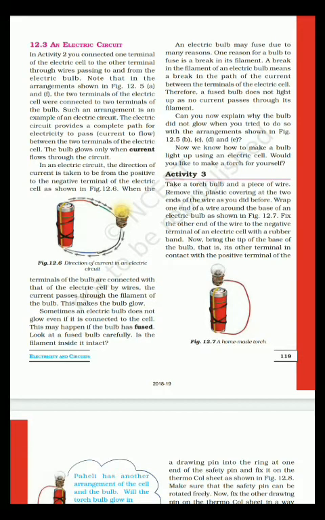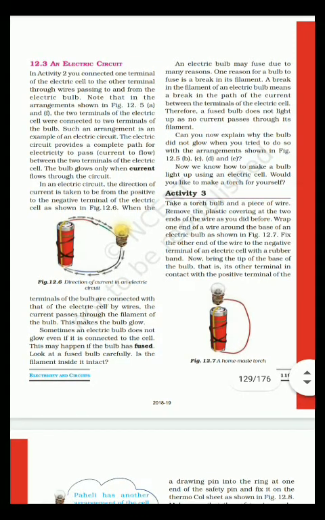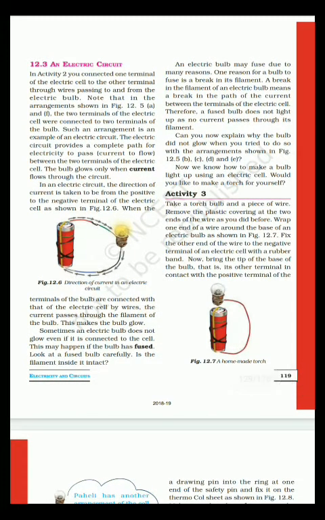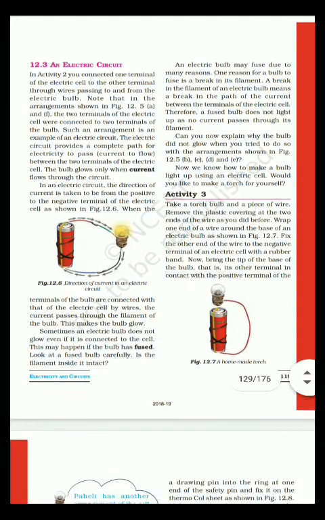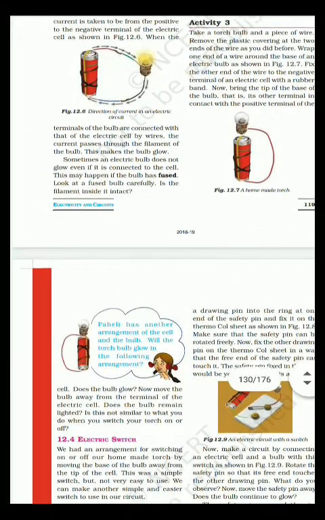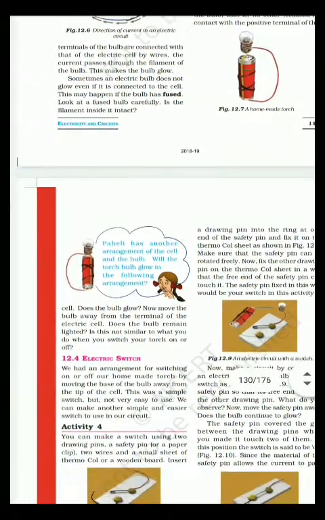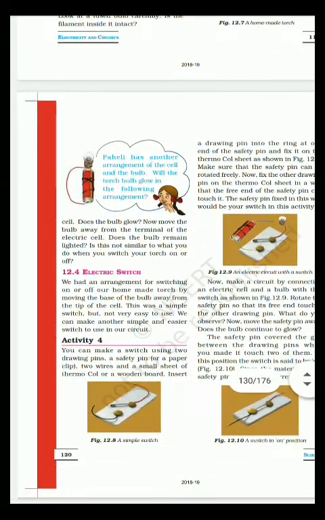An electric bulb may fuse due to many reasons. One reason for a bulb to fuse is a break in its filament, because the filament plays a major role in lighting up the bulb, right? If there is a break in the filament of an electric bulb, it means a break in the path of the current between the terminals of the electric cell. Therefore, a fused bulb does not light up as no current passes through the filament. Also, next, skipping the activity.